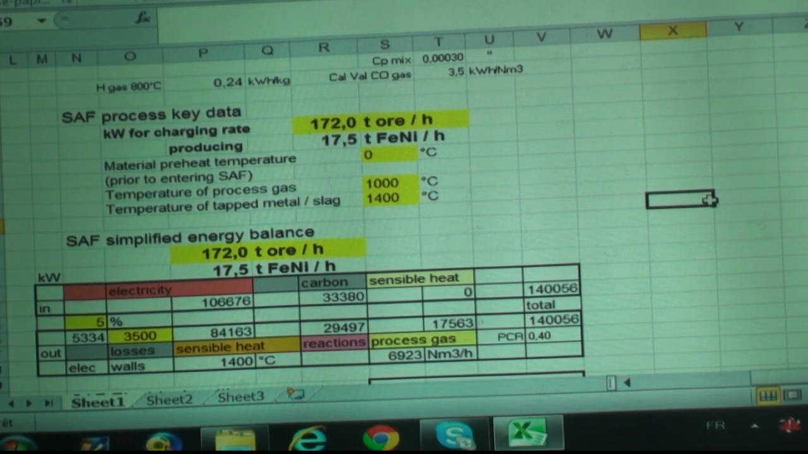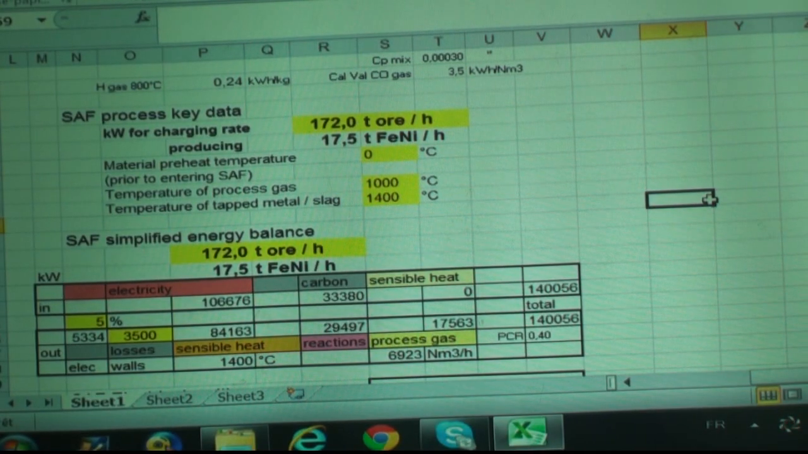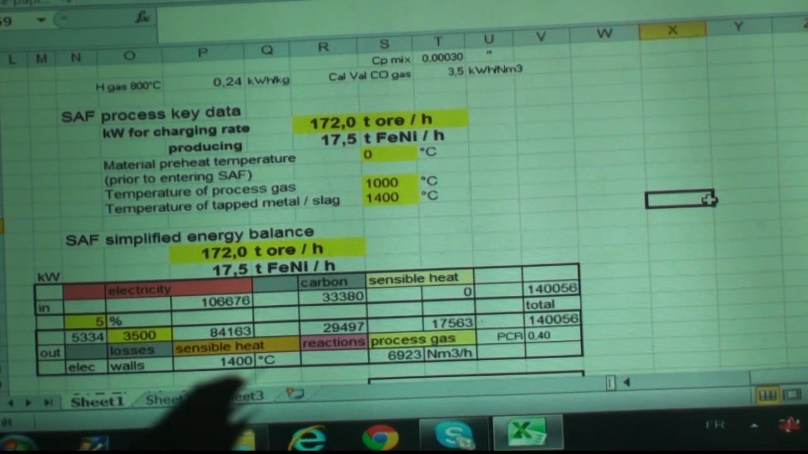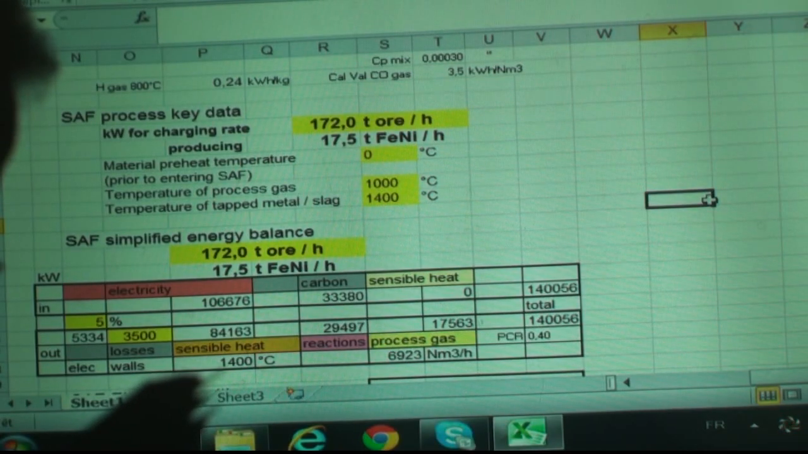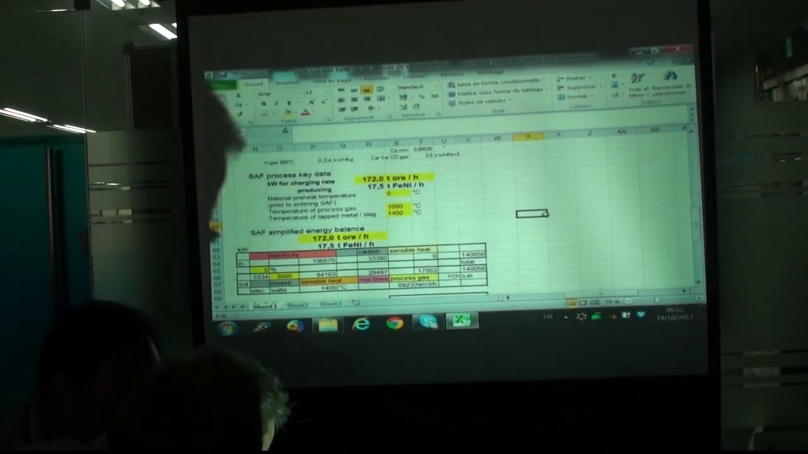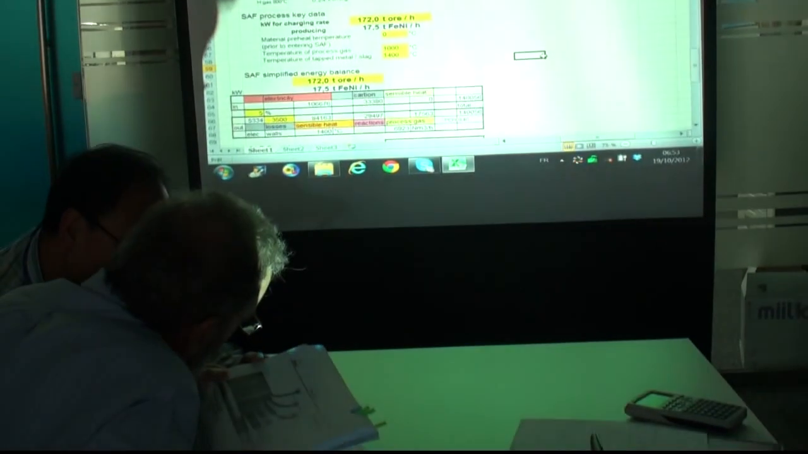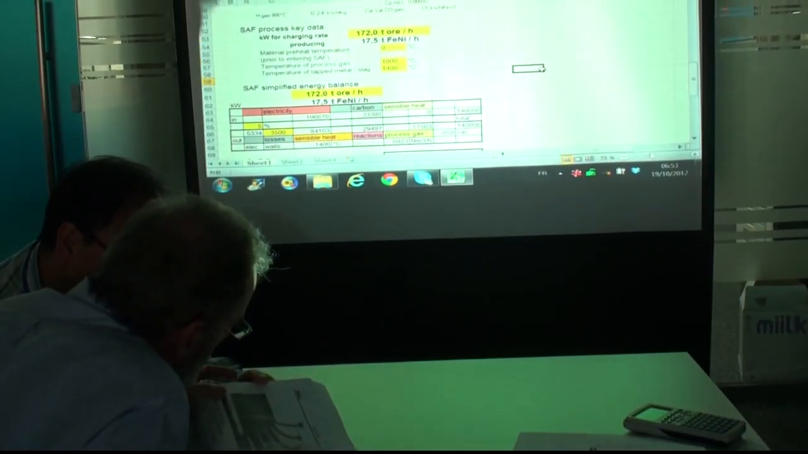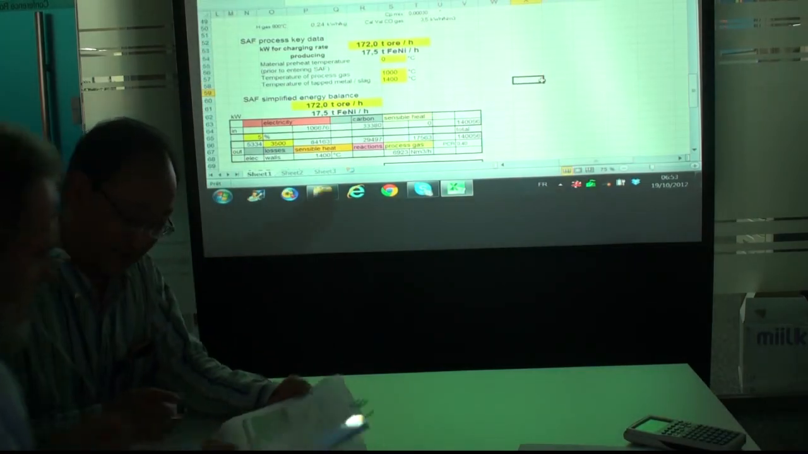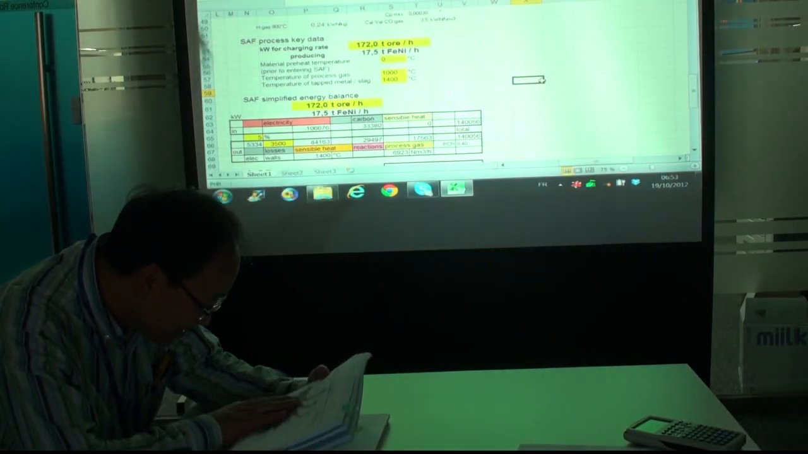Is this the of the furnace? Yes. That's good. Sorry, it's a lot. What is this? Difficult. Yeah, difficult.